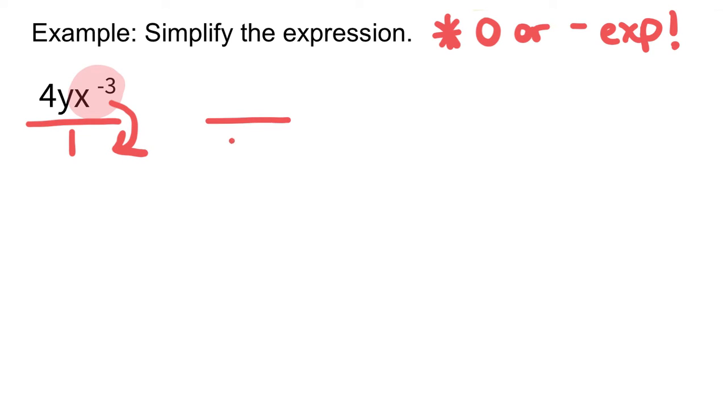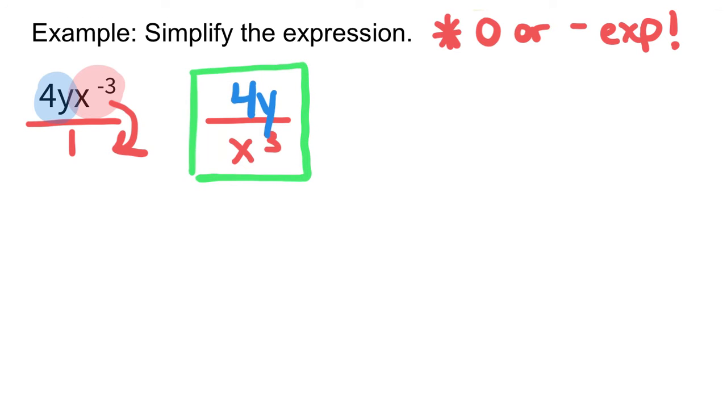So it'll become x to the 3rd on the bottom, and I'm left with the remaining 4y, which is going to stay on the top. So I'll be left with 4y over x to the third, and there is nothing else I can do with those common variables. I have no negative exponents or 0, so I leave my expression as this.